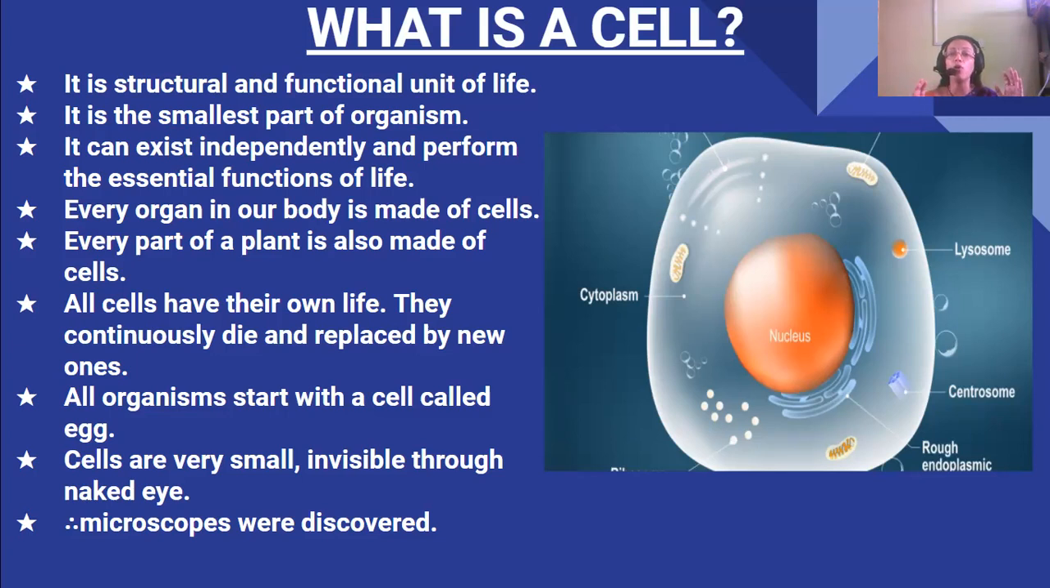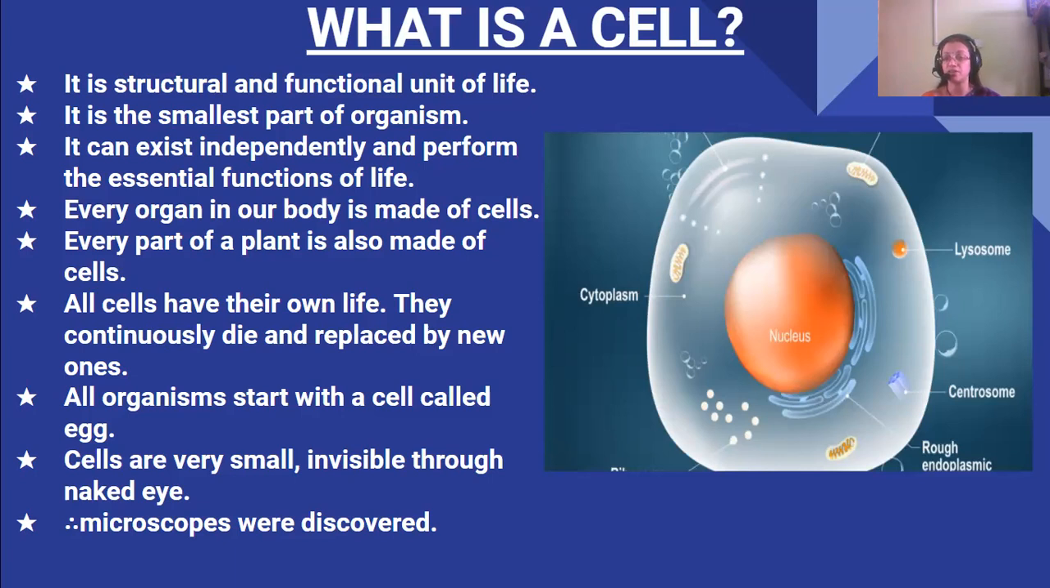Every organ in our body is made up of cells, and every part of a plant is also made up of cells. So an animal's body or a plant body, all of them are made up of cells. All cells have their own life. They continuously die and are replaced by new cells. All organisms start with a cell which is called the egg. Cells are very small and cannot be seen with the naked eye. Only with microscopes can they be seen, and they were discovered in this way, by observing through a microscope.